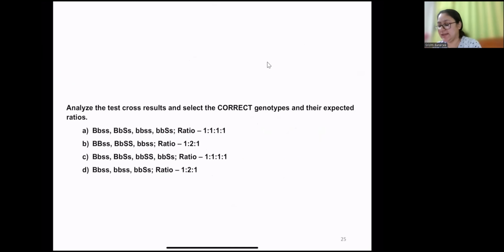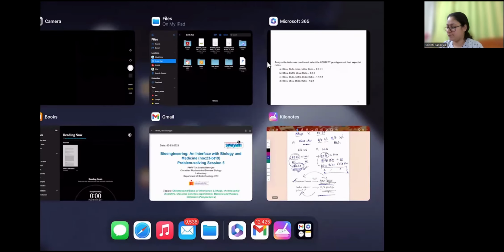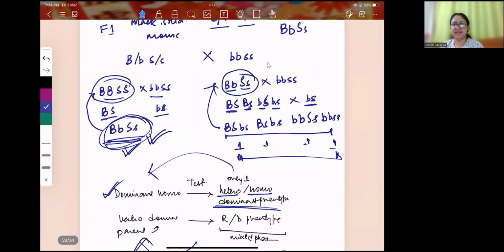Now, the second question is: analyze the test cross results and select the correct genotypes and their expected ratios. So on analyzing, what did we find? This was the test cross between, now we know, this was my genotype, and then I analyzed the test cross with this one completely along with the recessive one, and I found that all these were present in half and half.